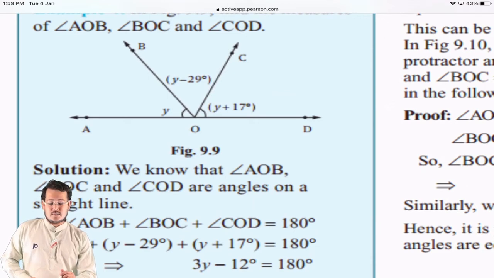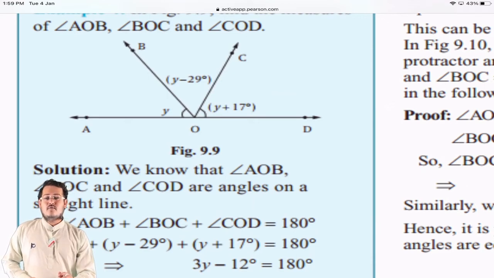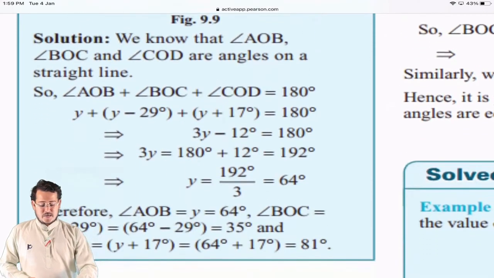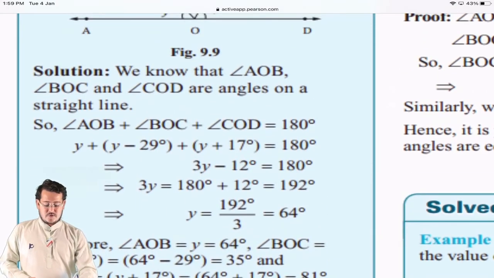For example, if I will say AOB, angle y is there, so it is 64 degree. BOC, it will be 64 minus 29, and the last angle COD 64 plus 17. So you will get the measurement of each and every angle.